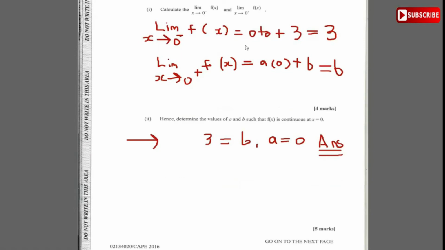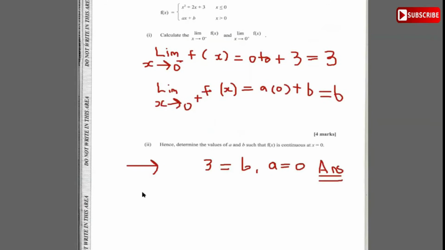Something is off. If the function is continuous, then f of 0 must be defined. f of 0 is defined and f of 0 is 3. And then the limit from the left must equal the limit from the right. The limit from the left is 3. And so that's telling us that 3 must equal the limit from the right. And the limit from the right is a times 0, which is 0, plus b. So b must equal 3. And if b equals 3, then that must mean that a must be 0.